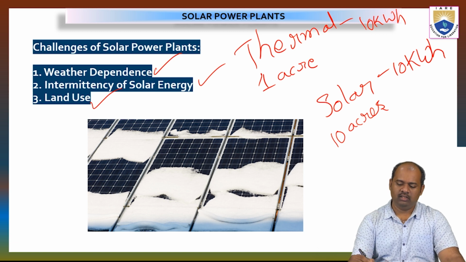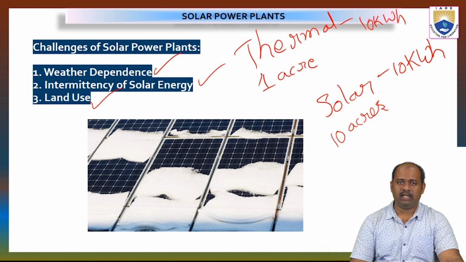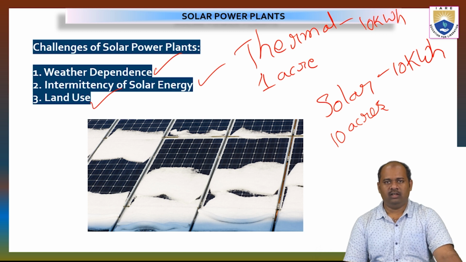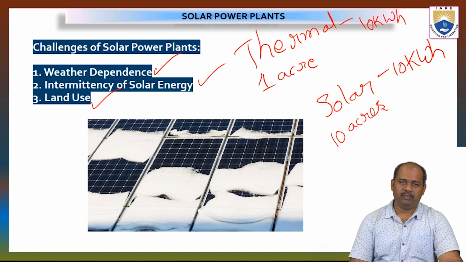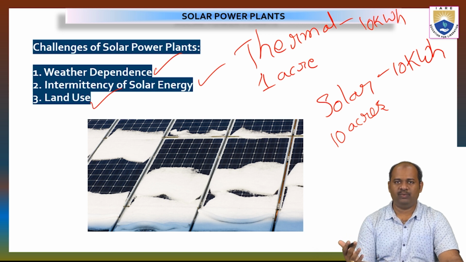So that is why land usage is a tough problem faced by any solar power plant installation. Mostly in densely populated countries like India or China, where we have a very large population living in a very small area, we don't have enough place to install a solar power plant large enough to produce electricity equal to a thermal power plant.